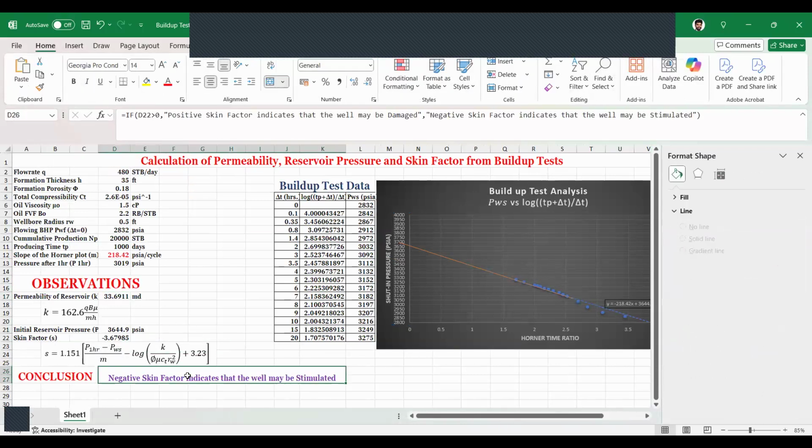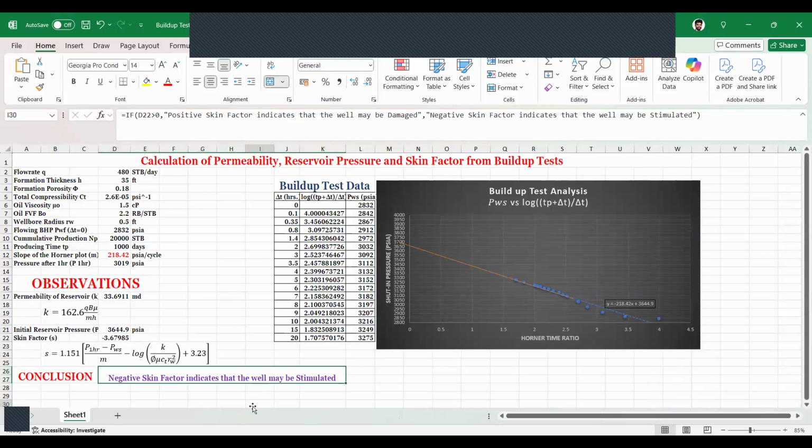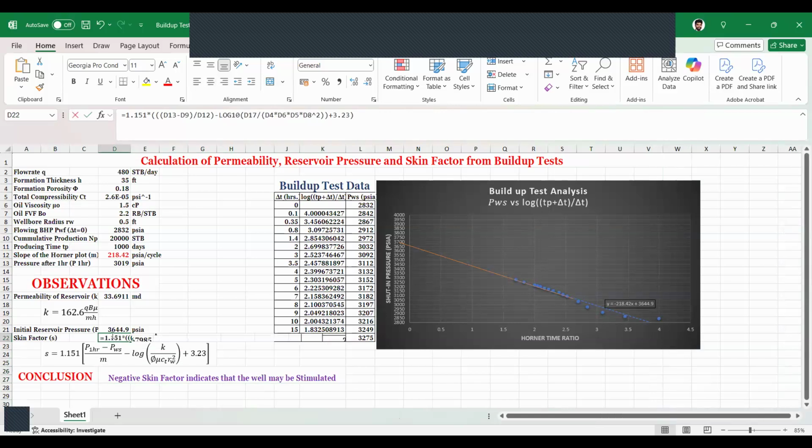So there's an if statement given here. If the skin is positive, we will display that positive skin factor indicates that well may be damaged, and negative skin factor indicates the well may be stimulated. So that is how we have understood that if suppose I change this to 4, for example, it will be positive skin factor, that well may be damaged, and negative will give us that well may be stimulated. So that is how this is done.